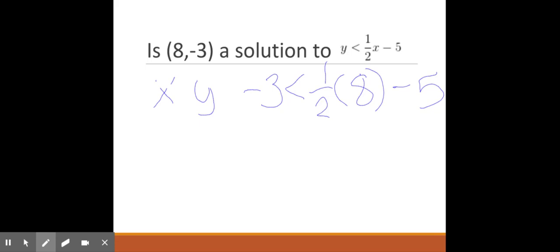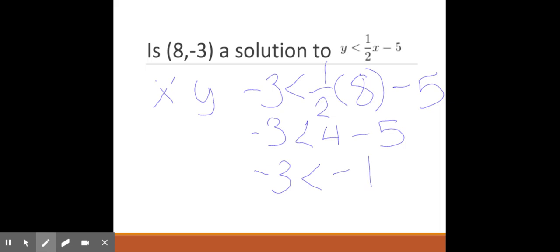So starting on the left side, negative 3 is as simple as it gets, so I'm going to keep that there. But 1/2 times 8 minus 5 is not as simple as it can be. I can do some math here. So order of operations, say I multiply first. So 1/2 times 8 is 4. We still have minus 5. Negative 3 is still as simple as we can get. And then we can do 4 minus 5, which is negative 1.